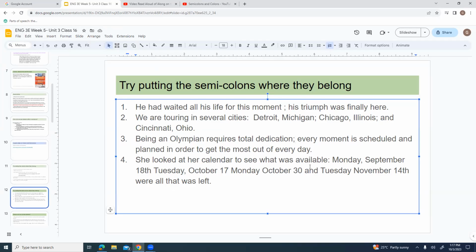She looked at her calendar to see what was available. Monday, September 18th; Tuesday, October 17th; Monday, October 30th; and Tuesday, November 14th were all that was left. Okay, so this is the same thing where we would put between Monday and the month, we have a comma, and then before we start another date, we put a semicolon to make it clear it's a new date. And you can see we make sure to put a semicolon before that and, okay? It's supposed to go there.